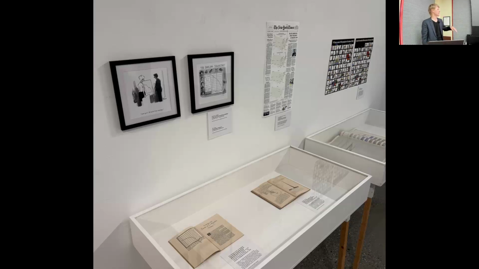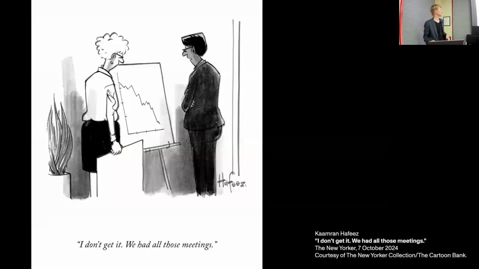And the gist of the exhibition was that we paired contemporary work on the walls with historic work in the vitrines, and so we had a couple of New Yorker cartoons which similarly have downward sloping, things-are-getting-bad kind of line graphs, right? And so here's the one that people enjoyed the most. "Don't get it. We had all those meetings." Isn't that true?